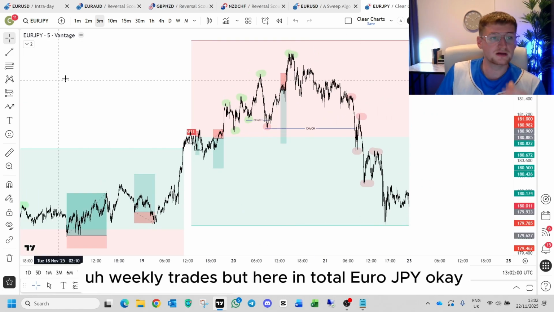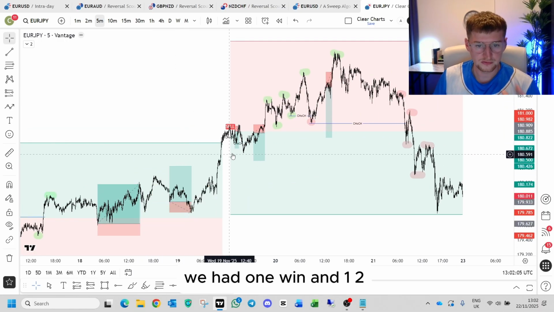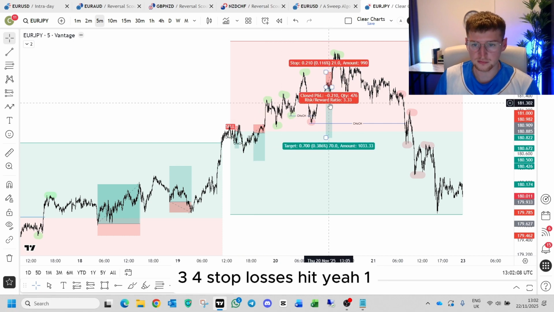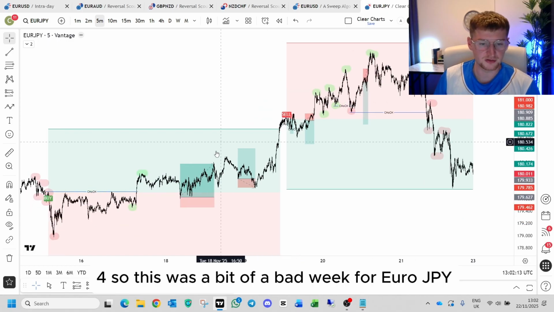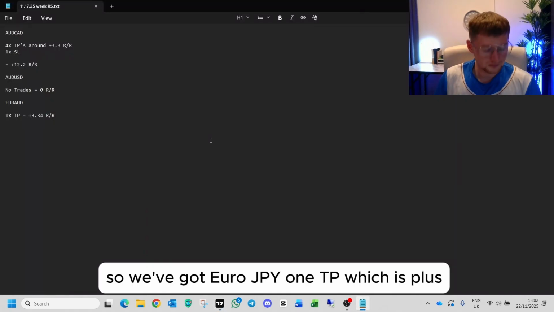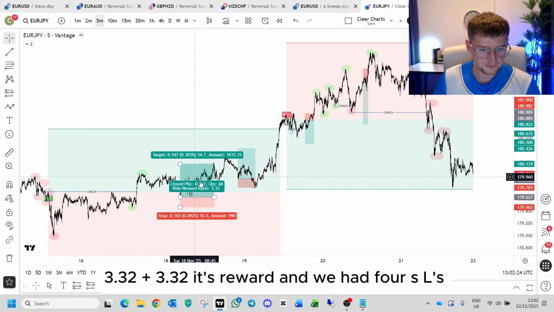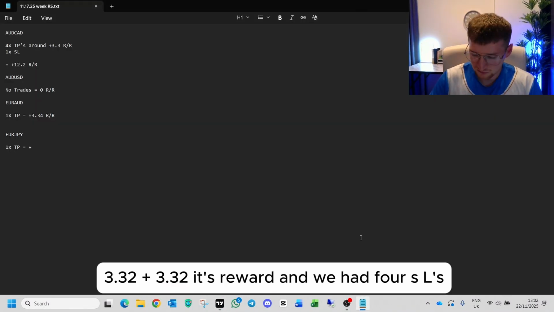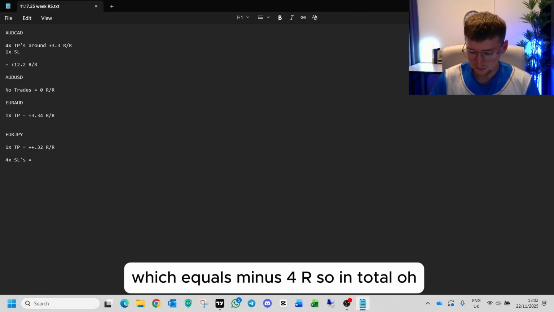trades. But here in total, Euro JPY, we had one win and 1, 2, 3, 4 stop losses hit. Yeah, 1, 2, 3, 4. So this was a bit of a bad week for Euro JPY. So let's add that up. Okay, so we've got Euro JPY, 1 TP, which is plus, what was the figure on that? 3.32 risk to reward, and we had 4 SLs, which equals minus 4 R.